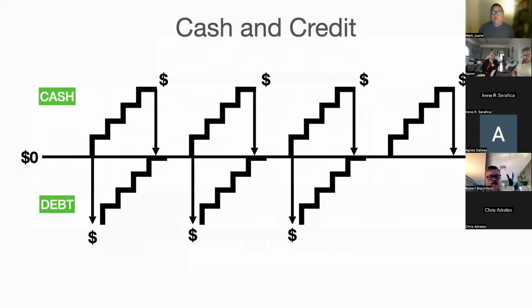So here's the problem with paying cash or credit. In the end, whether you pay cash or credit, you end up at the same place every single time. You end up at zero, right? You end up at the zero line. When you pay cash, once you've got enough to pay for it, boom.